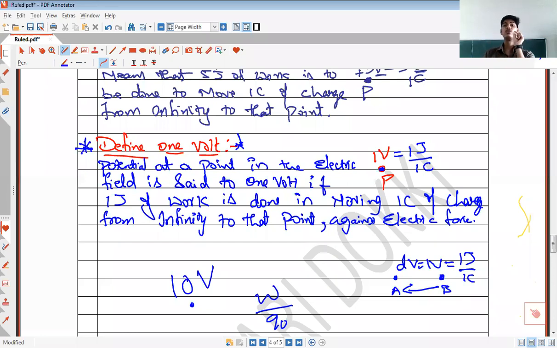That's it. We always define potential with respect to a unit positive test charge. Unit positive test charge means 1 coulomb charge. Right? Now can you tell me this? If you answer this, we'll end this session.